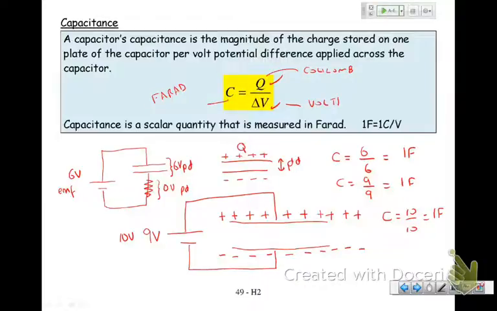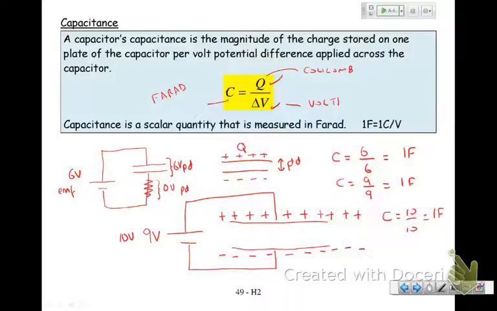Comment or question? Sir, does the path difference matter? Does the what matter? Path difference. You said here, PD. No, potential difference. Oh, sorry, potential difference. The potential difference does matter. That's what drives the charge. Well, the EMF drives the charge onto the capacitor. As the amount of charge on the capacitor increases, so the potential difference increases.